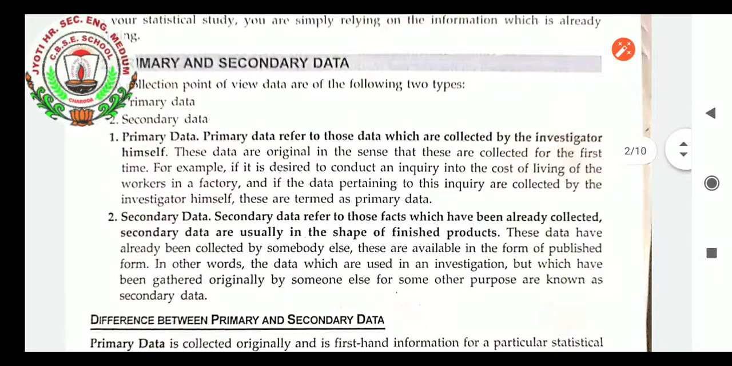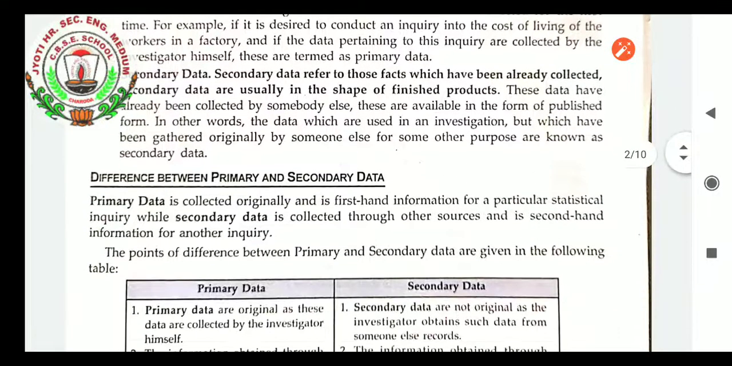When we talk about secondary data, it is that data, those facts, which have already been collected by someone else, and from that someone else we are taking the data for our study and survey. This is known as secondary data. It is usually in the shape of finished products. These data have already been collected by somebody else and are available in published form. In other words, the data which are used in an investigation but which have been gathered originally by someone else for some other purpose are known as secondary data.